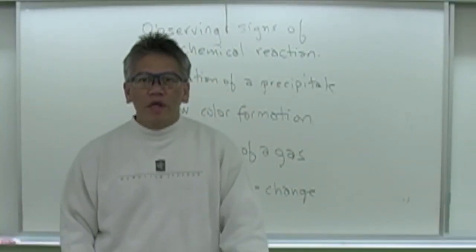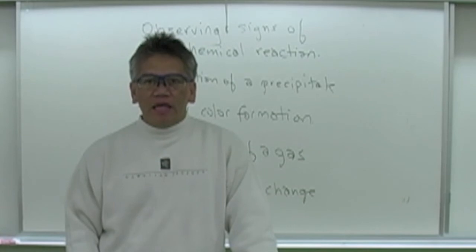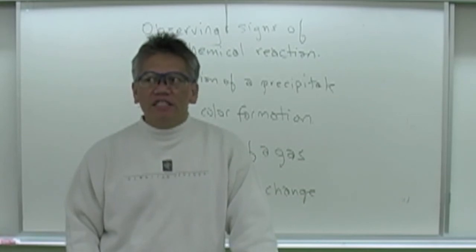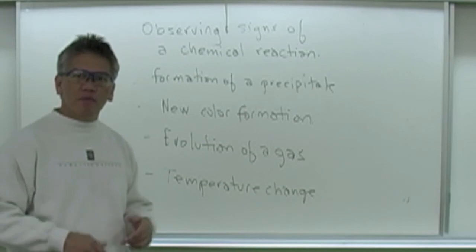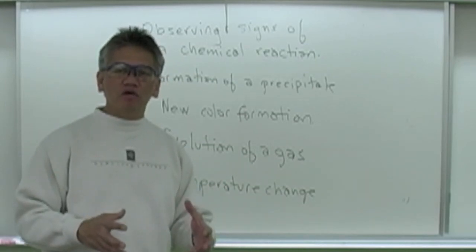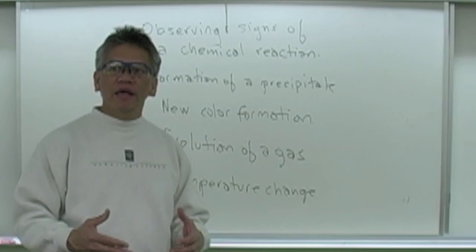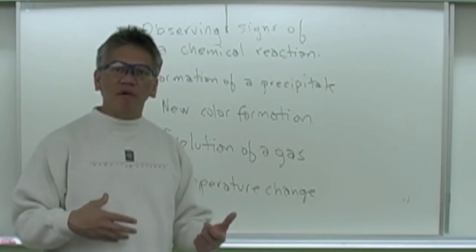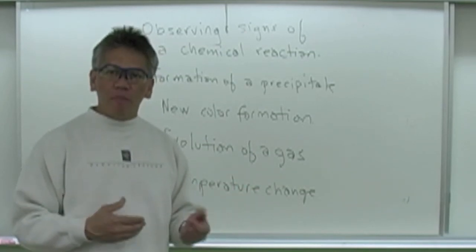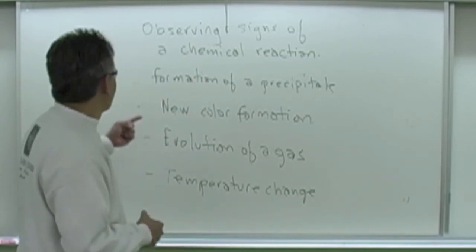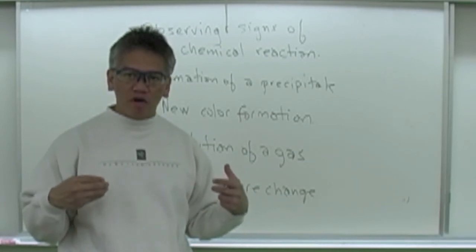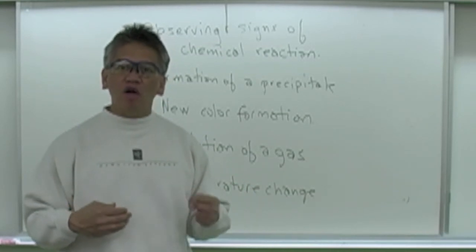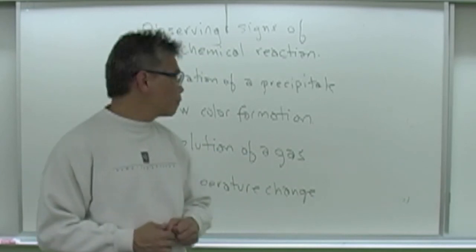So in summary, when you carry out a chemical reaction and you want to see signs that a chemical reaction has occurred, look for these four signs. Formation of a precipitate. Remember, a precipitate is a solid residue that doesn't dissolve in water. It's a new chemical that results from the original reactants combining to form a new product. New color formation that isn't a result of the original colors of the original chemicals, but is the result of the new product that is being formed.